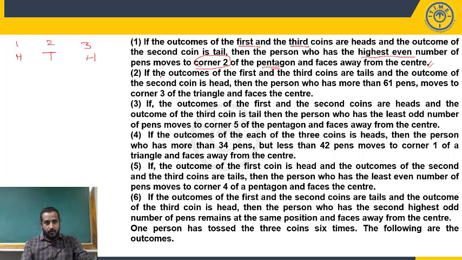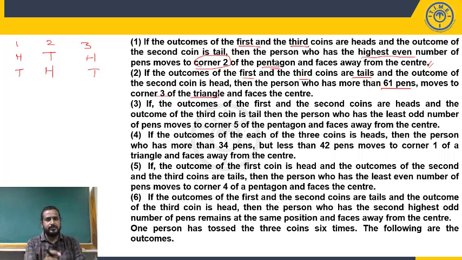And if the outcomes of the first and third coins are tails, and the outcome of the second coin is head, then the person who has more than 61, this information we get from the previous arrangement, moves to corner 3 of the triangle. They are mentioning clearly where the person has to be shifted.